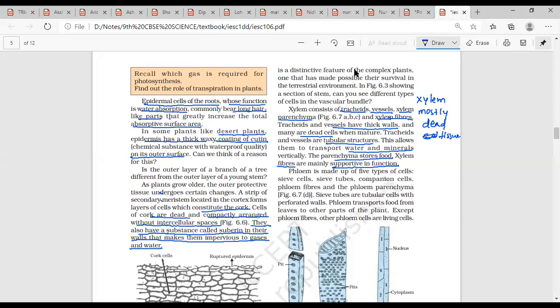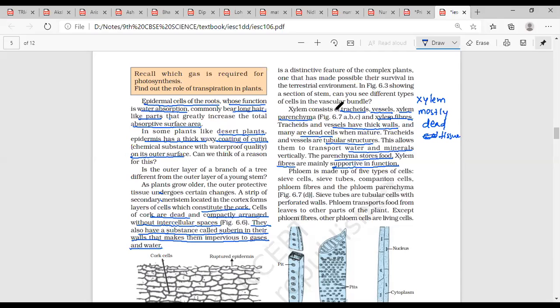Phloem is made up of 5 types of cells: sieve cells, sieve tubes, companion cells, phloem fiber, and phloem parenchyma. Of all these, only phloem fiber is dead tissue. So phloem is mostly living tissue, because only one, the phloem fibers, are dead cells.